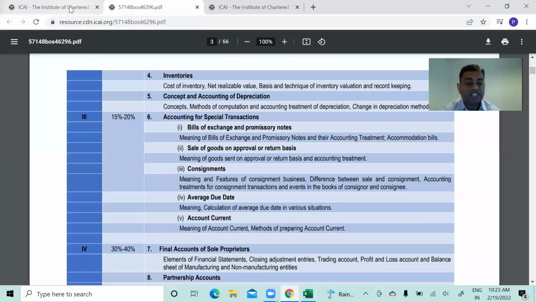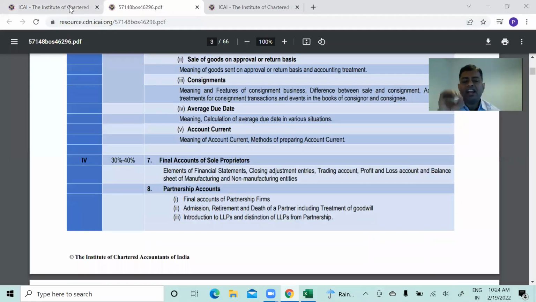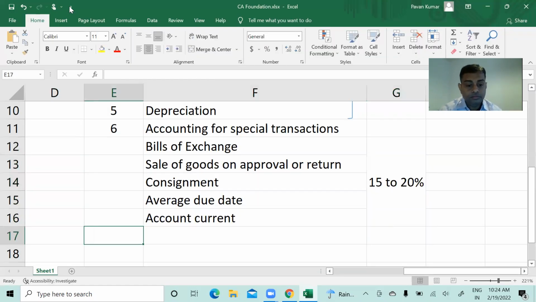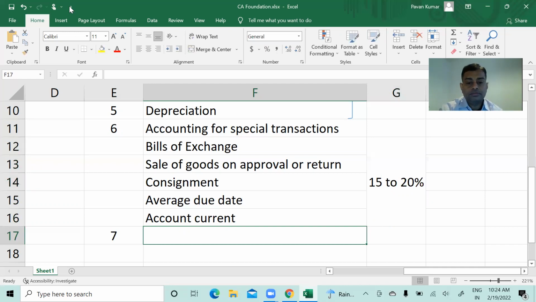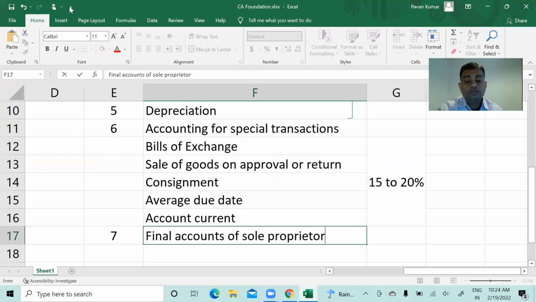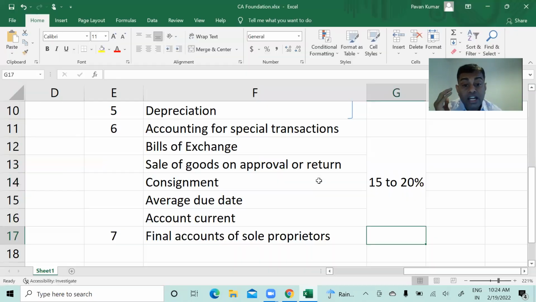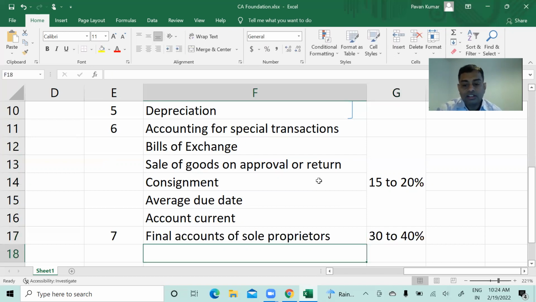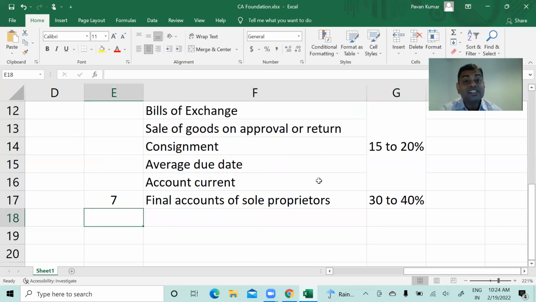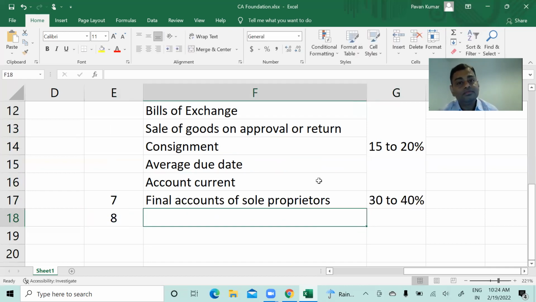That is about chapter 6. Then chapter 7, very, very important: final accounts of sole proprietors. Highest weight goes to this. Final accounts of sole proprietors. Okay, this has 30 to 40%, my dear friends. So you be thorough in this. There are 90% chances that you will pass this paper. So final accounts of sole proprietors, 30 to 40.